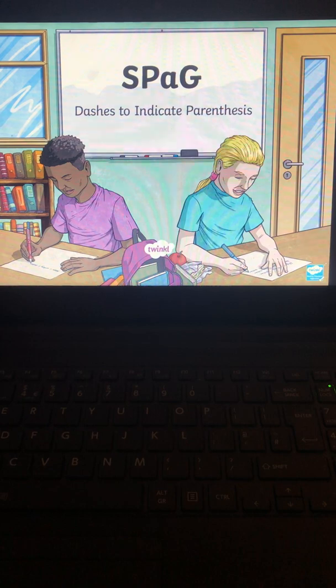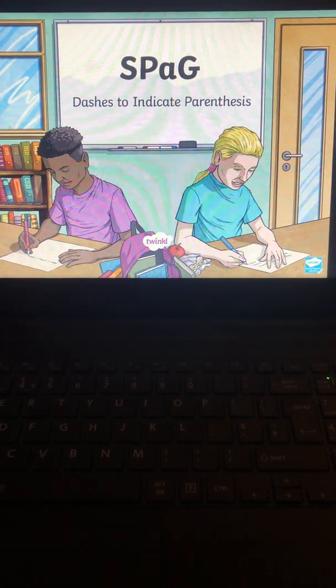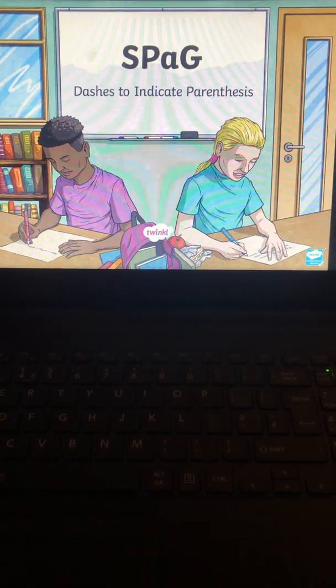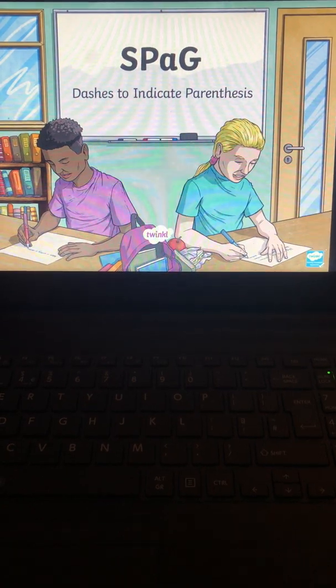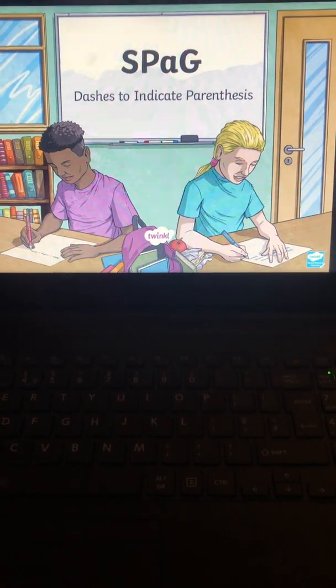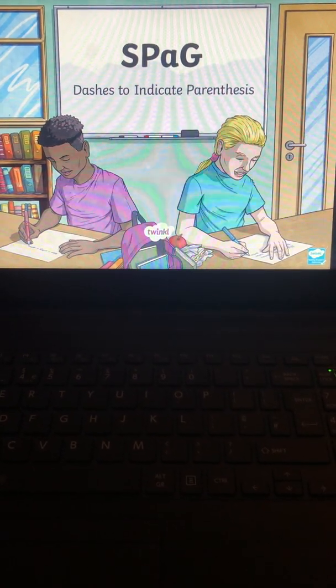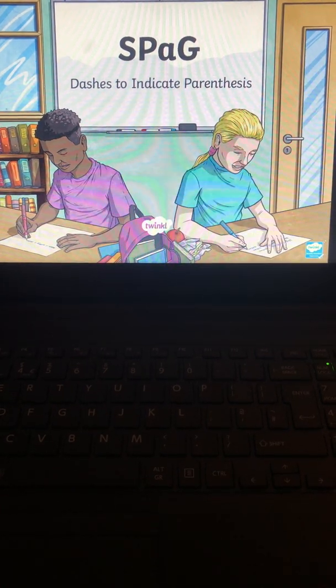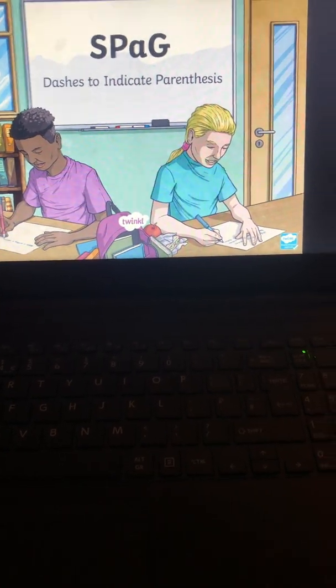So our LO today is to use dashes to indicate parenthesis. So this is brand new, this is something we've never done before, but it is part of the year 5 writing objectives. You do need to know how to use dashes, okay?